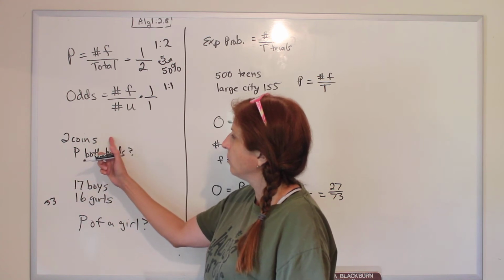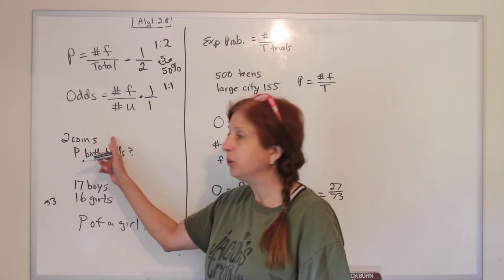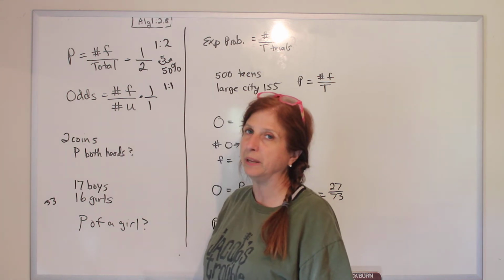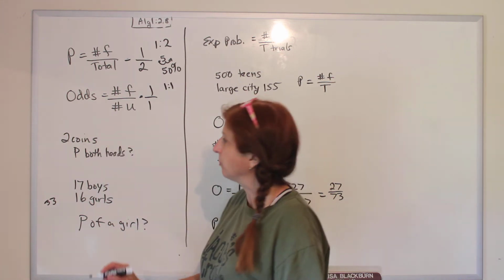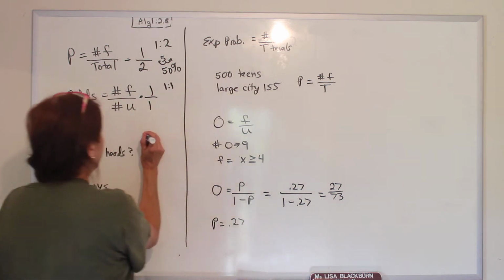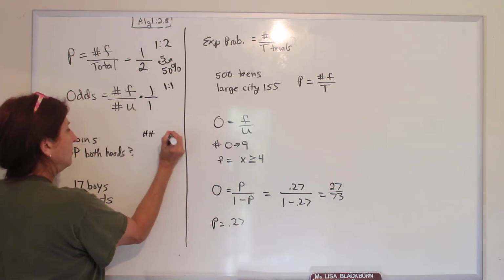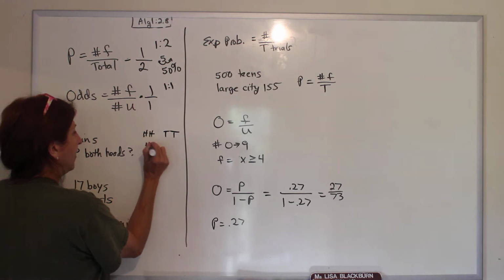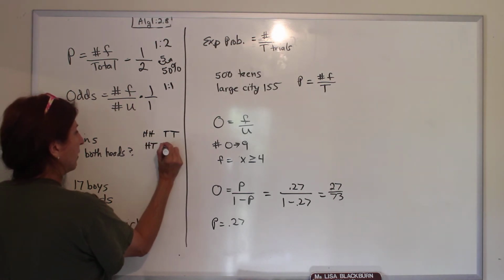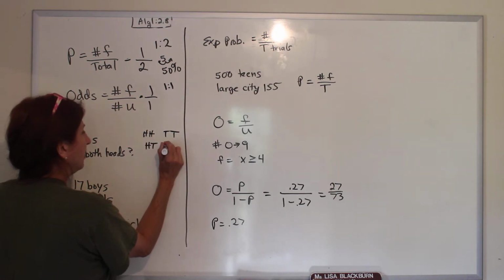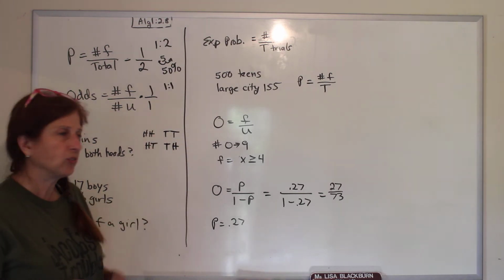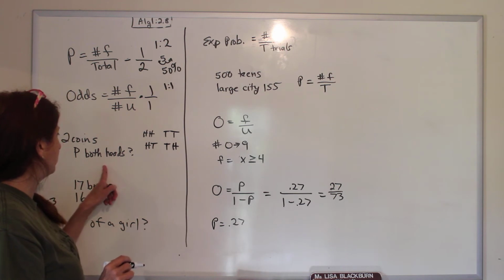Alright, so what if we were flipping 2 coins? What's the probability that both of them would be heads? Well, we have 4 situations. We could have heads, heads. We could have tails, tails. We could have this one be heads and that one be tails. Or we could have this one be tails and that one be heads. So those are our 4 situations of what the coins would do.